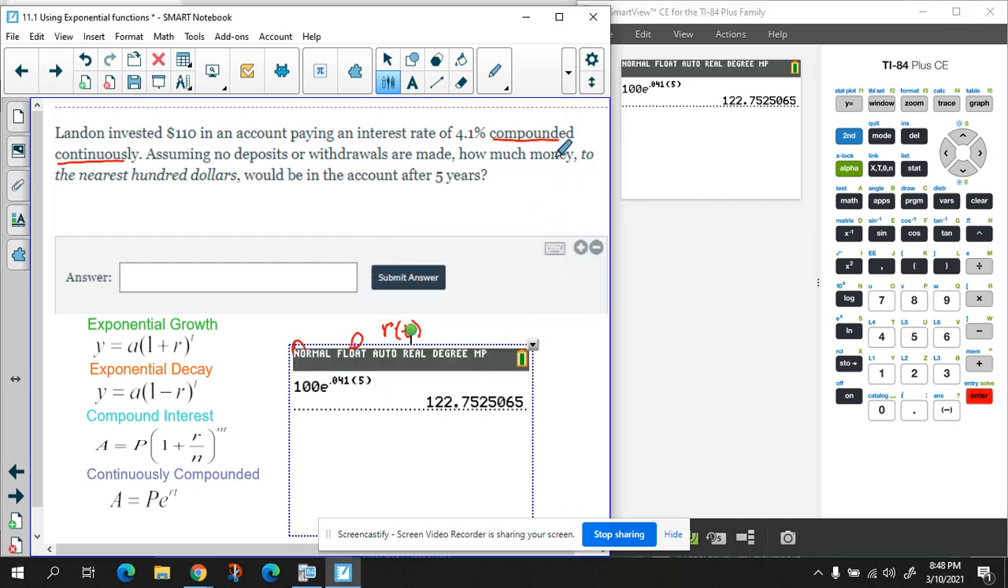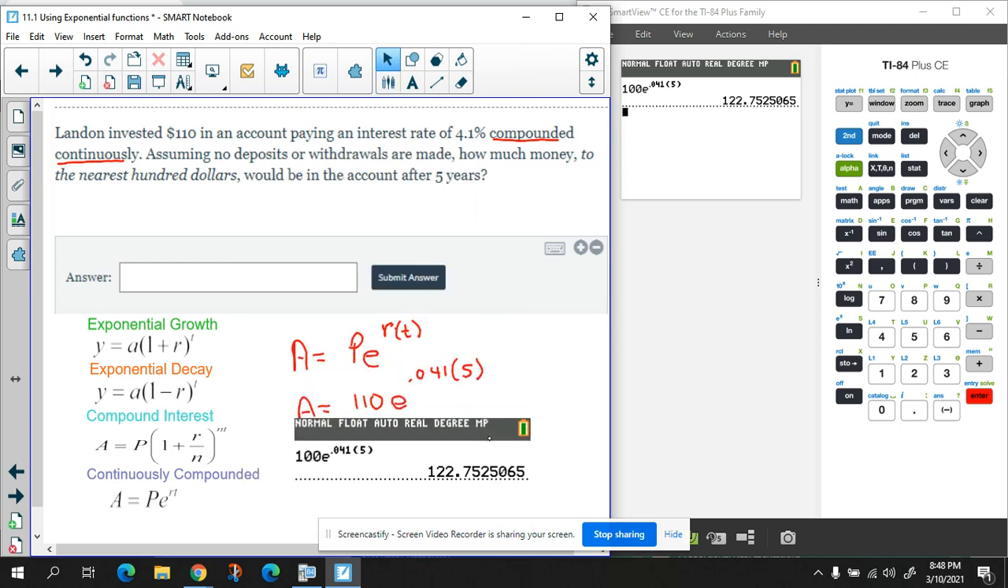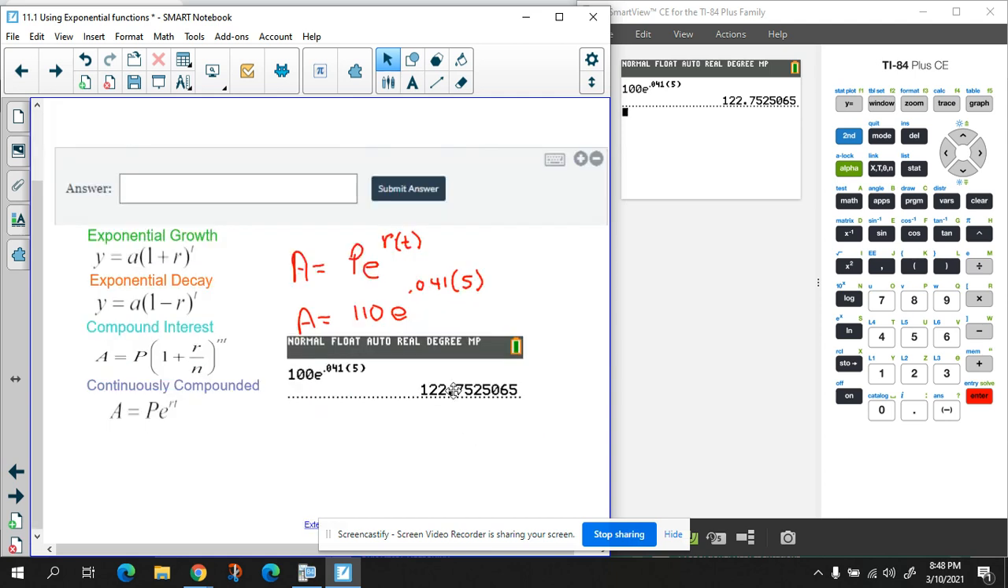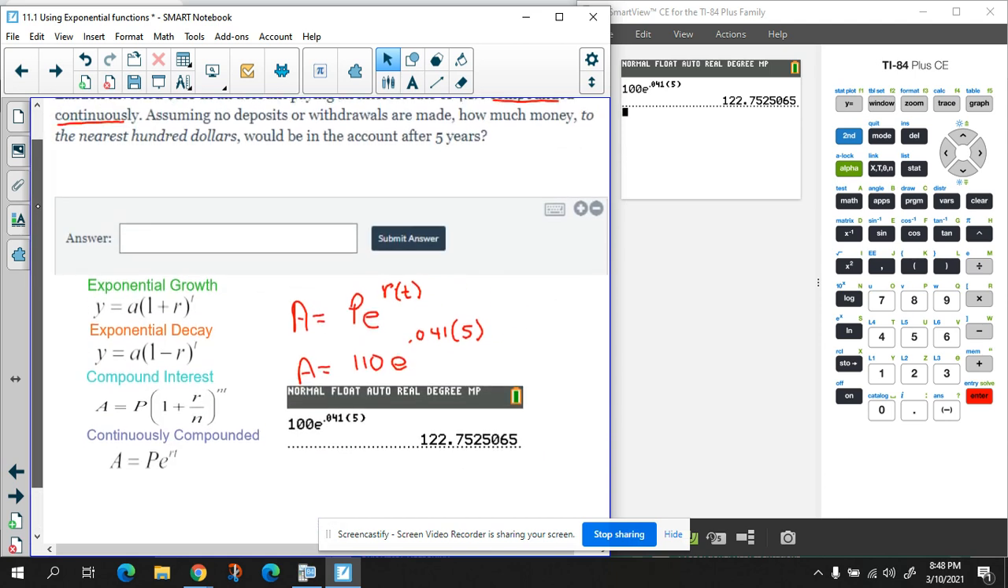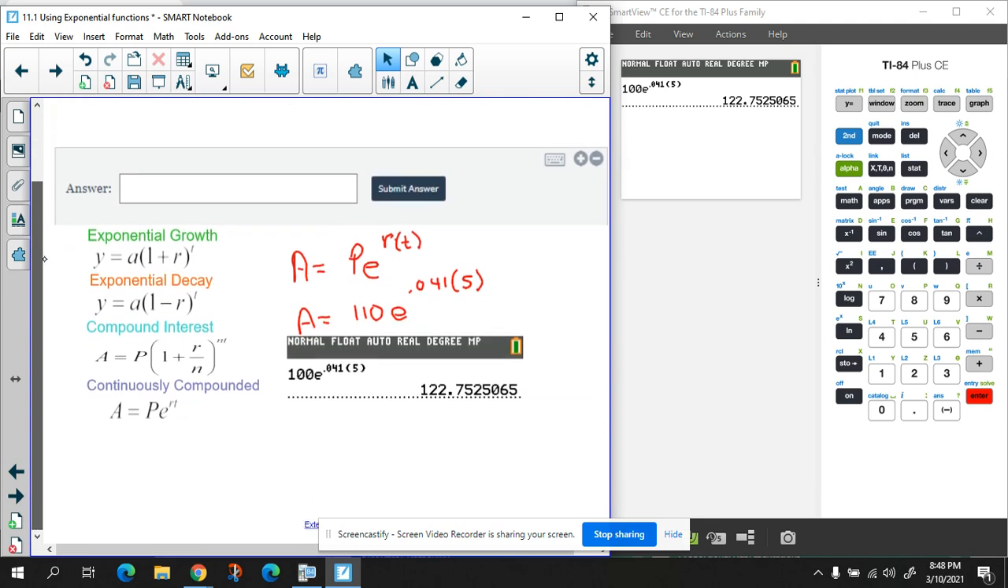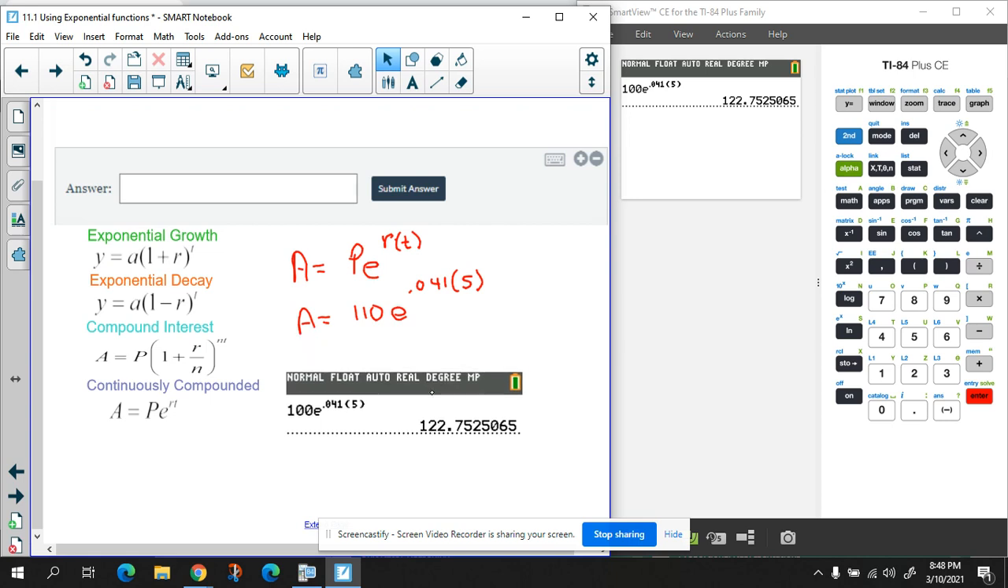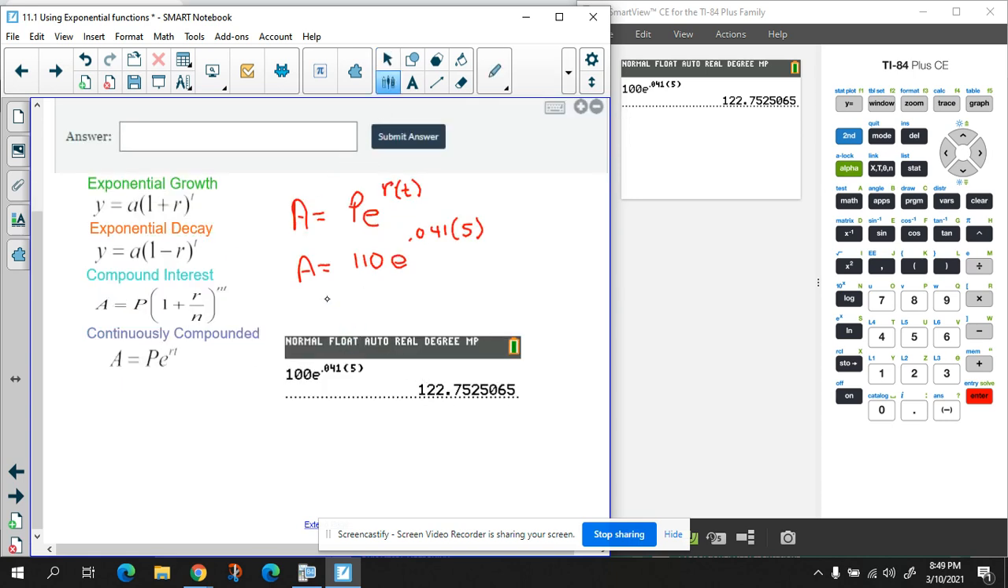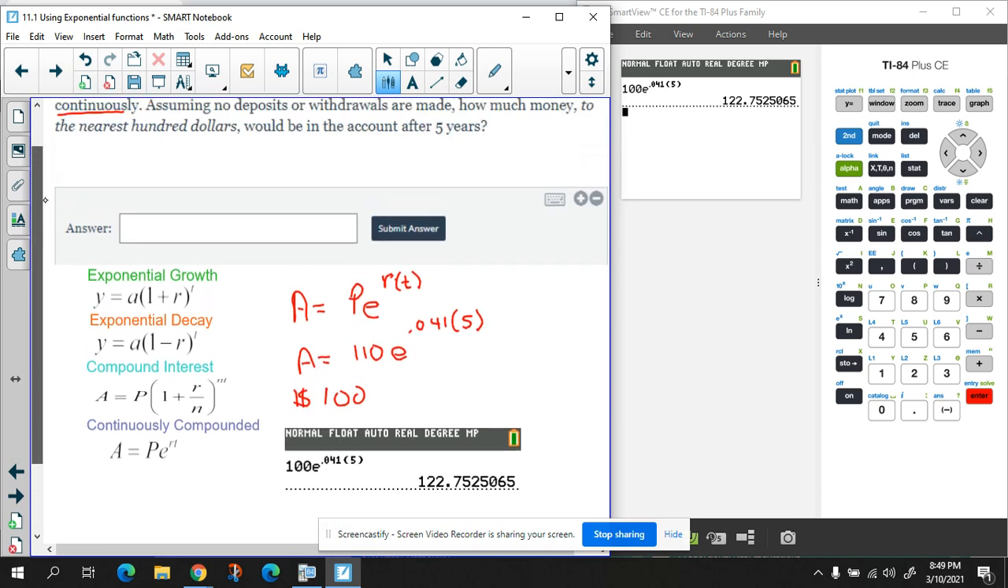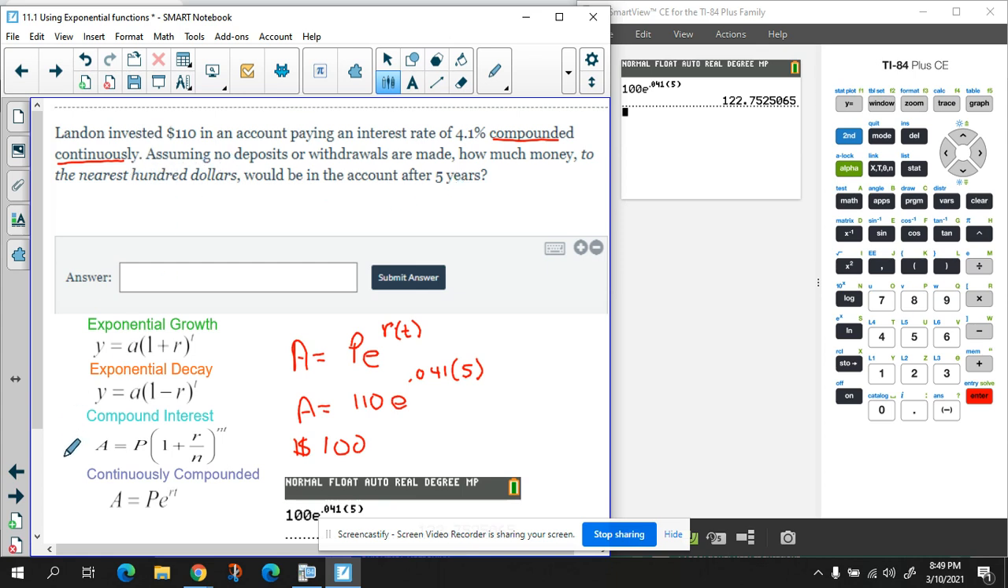Okay, for this particular problem, the final answer is 122.7525. We need to round to what they asked for specifically, nearest $100. So it's either going to be $100 or $200, depending on how big this part of it is. So if you think, what is it closer to, $100 or $200? 122 is definitely closer to $100. So be very careful with the rounding, and please ask. If you're confused about any of the rounding, I'll help you out.